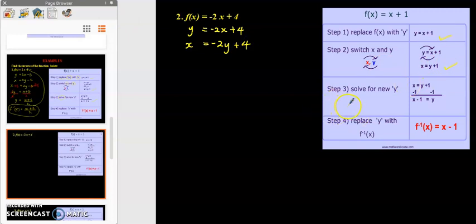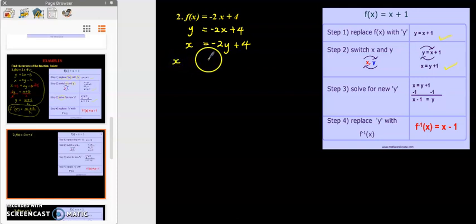Step 3 now, everything remains the same as the previous example, where we now need to solve for y. To solve for y, we need to get rid of this positive 4 and also get rid of the minus 2 to have y by itself. So let us move into that now.